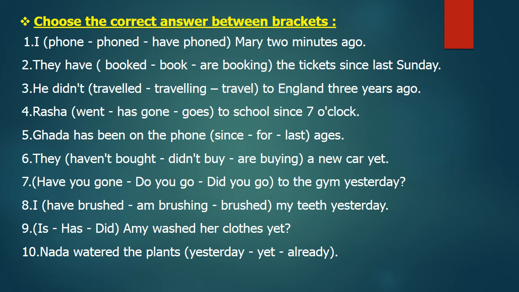Number 3, he didn't. After didn't, I have to put the verb in the infinitive. He didn't travel to England 3 years ago. Number 4, Russia to school since 7 o'clock. Since here refers to the present perfect. Has or have plus past participle. So the answer is has gone.